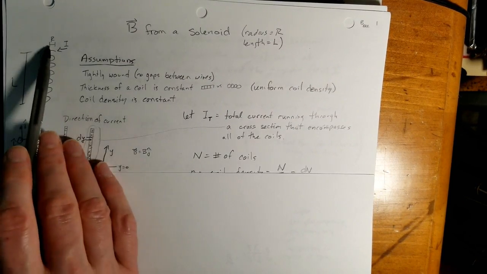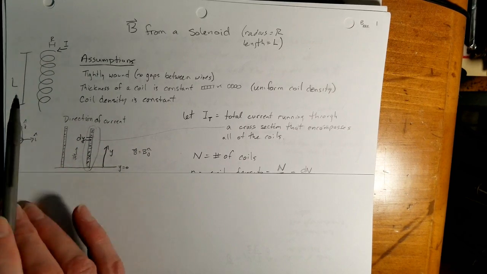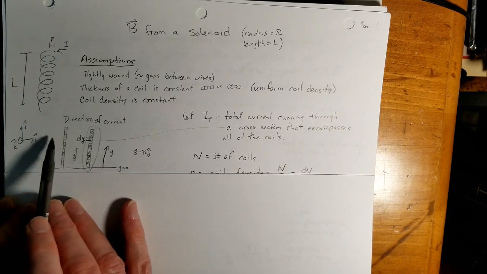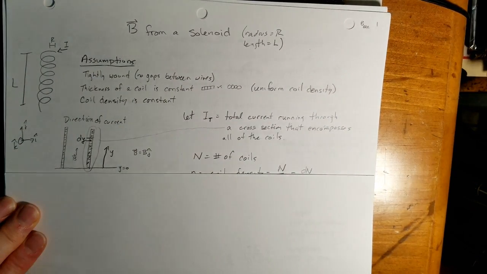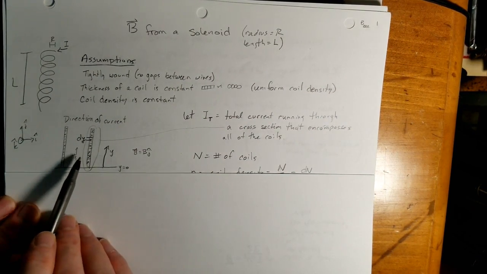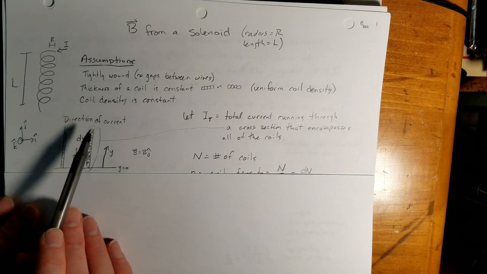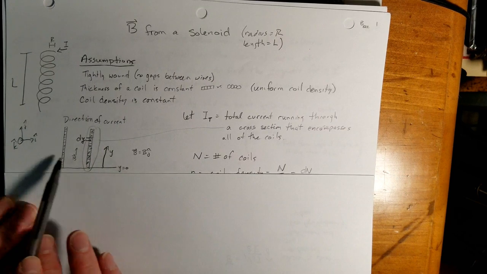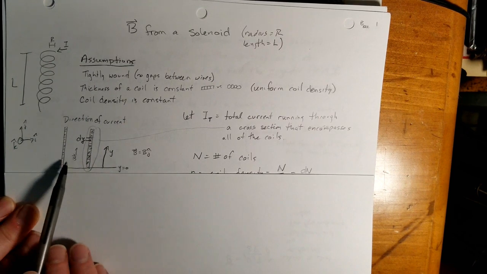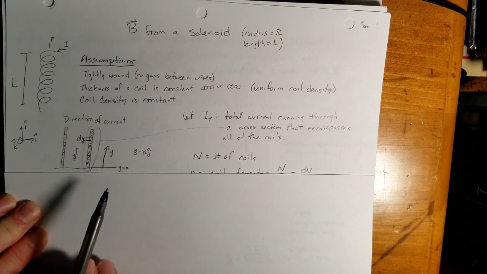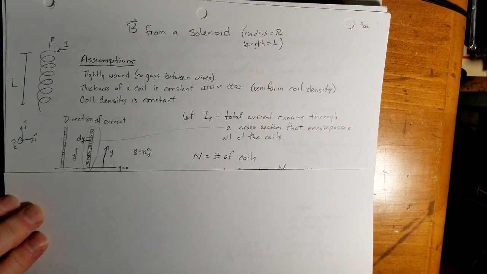So if I take a look at my coils right here of length L, a radius of big R, and I have a current flowing through it, I basically chop off a cross section right there, and this is what I'm looking at here. So I have the current coming out this way and in that way, so my current is flowing around like this. And my magnetic field is going to be in that direction. You can use the right-hand rule and ultimately come up with that.